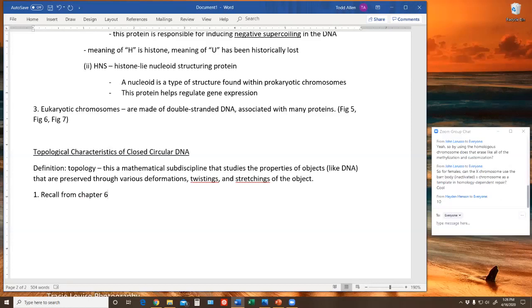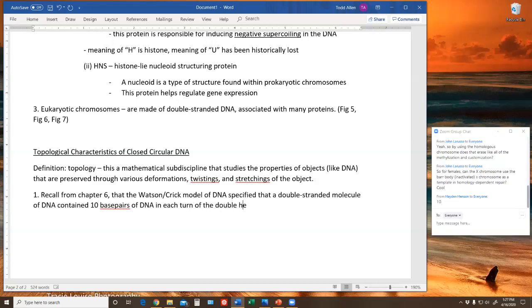Recall from chapter 6 that the Watson-Crick model of DNA specified that a double-stranded molecule of DNA contained 10 base pairs, 10 nucleotide pairs of DNA, in each turn of the double helix. That's what we put into your notes when we were covering that chapter. That's what you know, and I'm gratified to see that you are in fact remembering that.